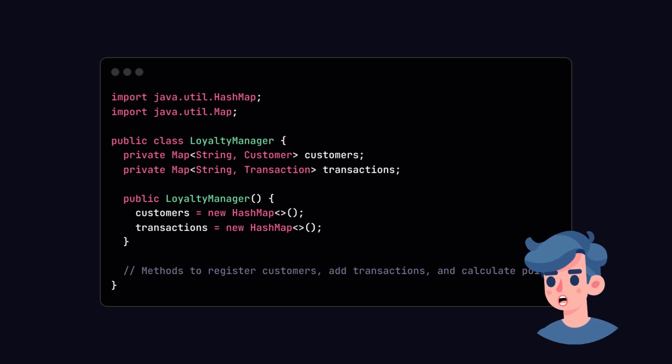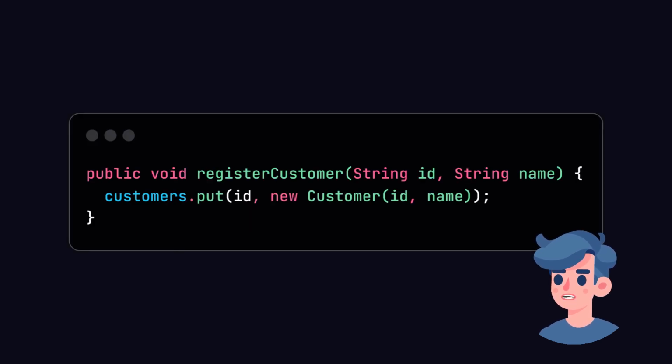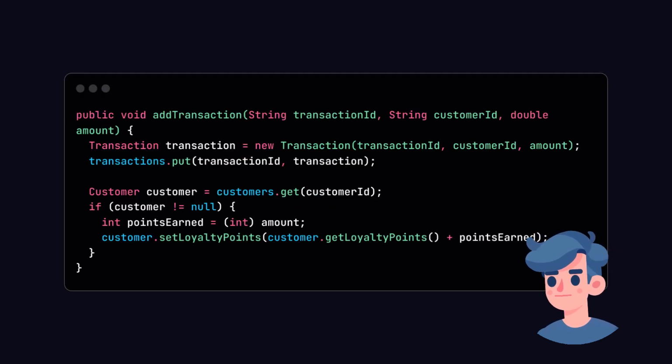Next, we want to create a loyalty manager class that will handle the logic for point calculation and redemption. Let's move on to implementing that. In our loyalty manager class, we have maps to store customers and transactions. Now let's add a method to register a new customer. With the register customer method, we can easily add customers to our system.